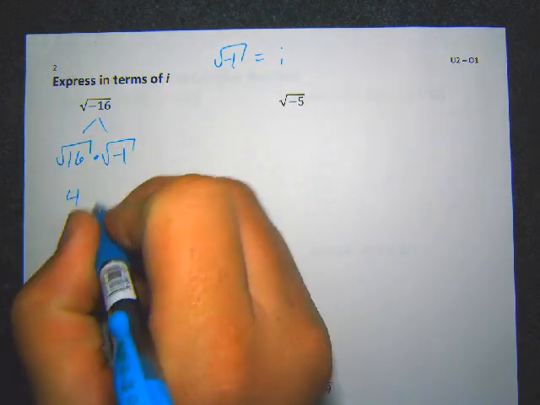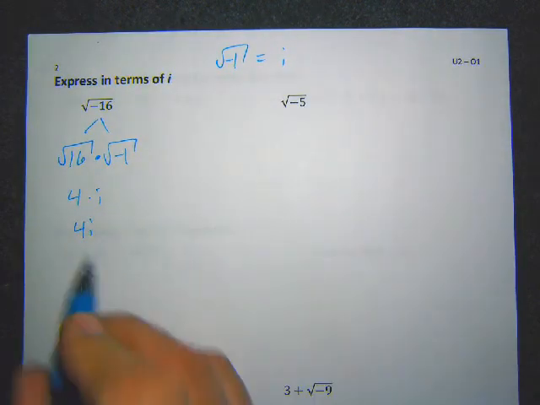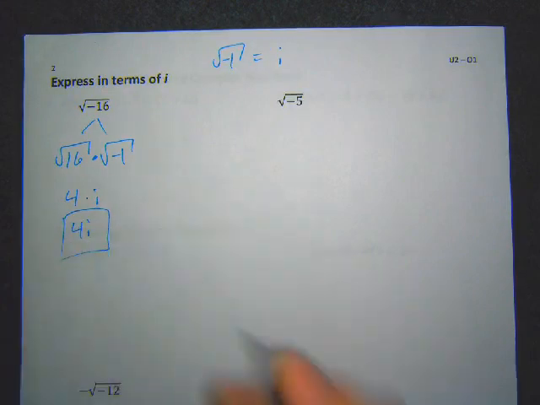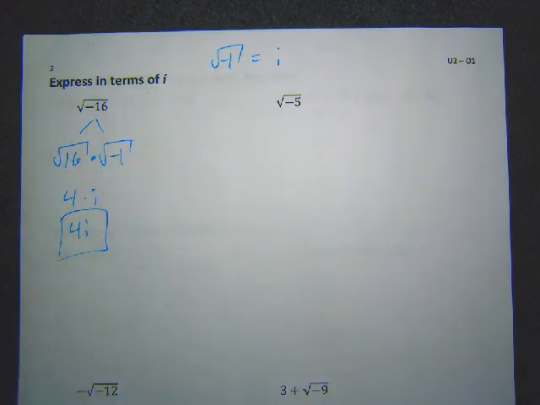So this becomes I, and we get 4 times I, or we just write that as 4I, because if you put a number next to a letter, it means multiplication. So that's it. That'd be the answer for that problem. If I took this and wanted to write it as an I, I'd write it like this.